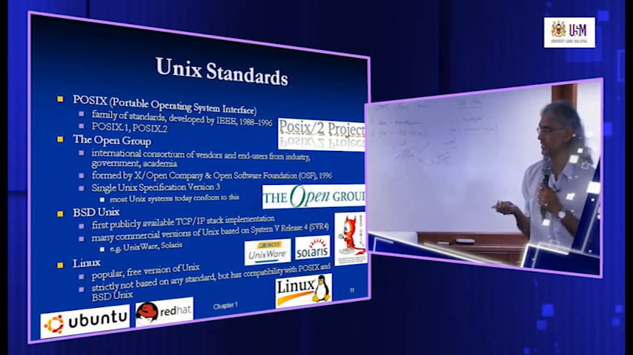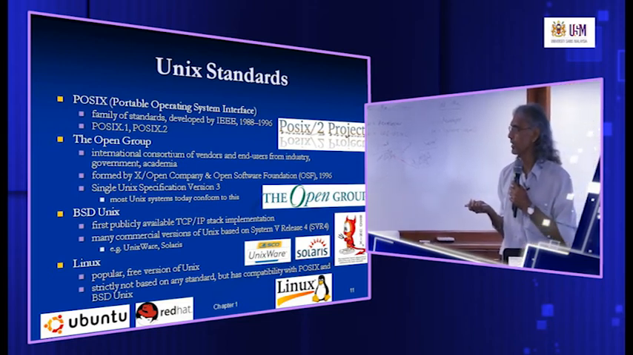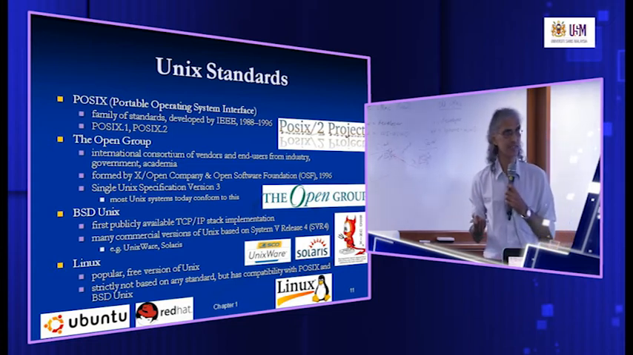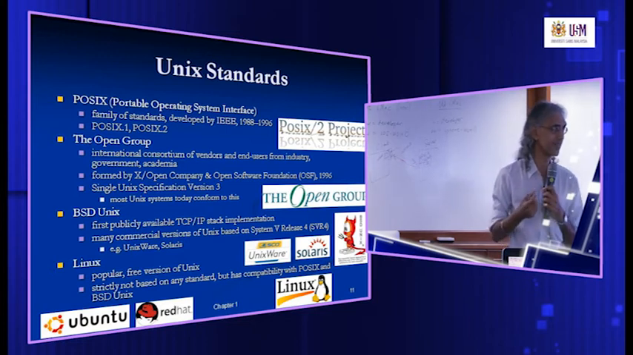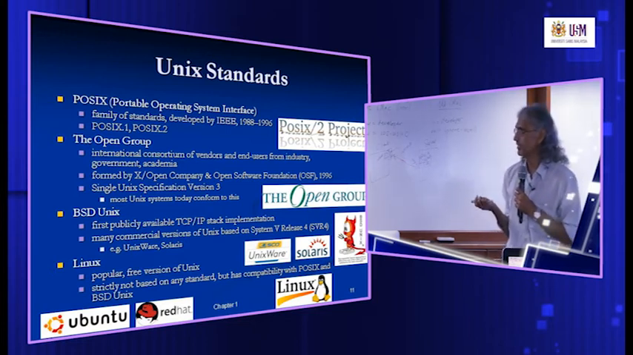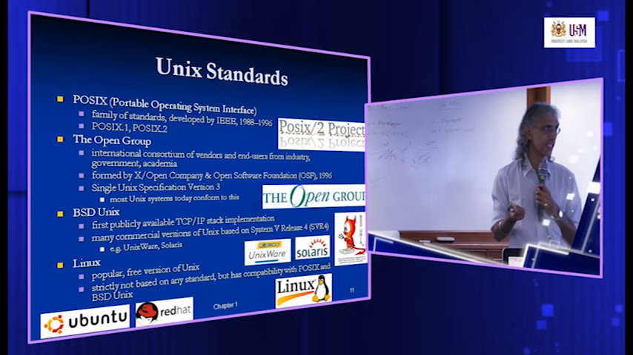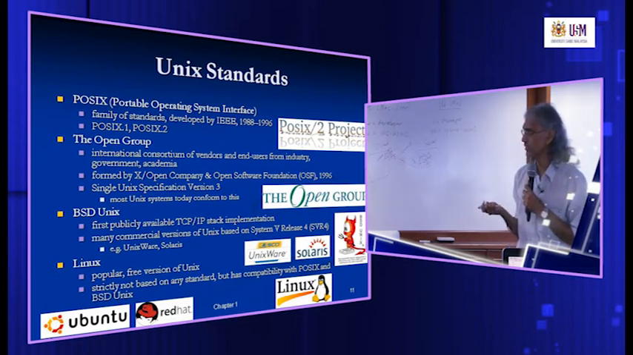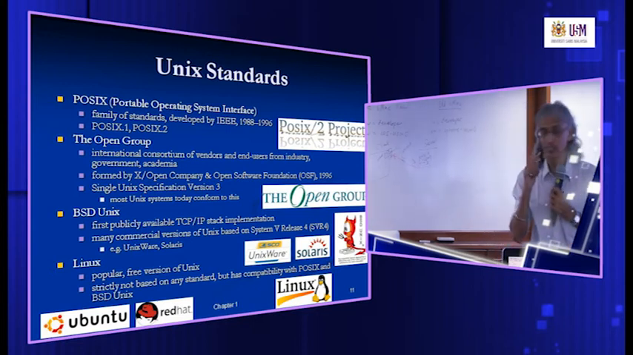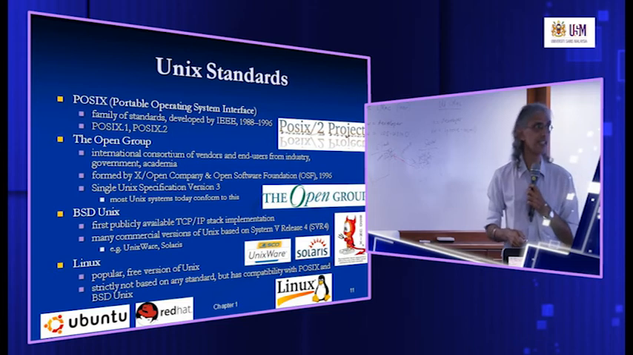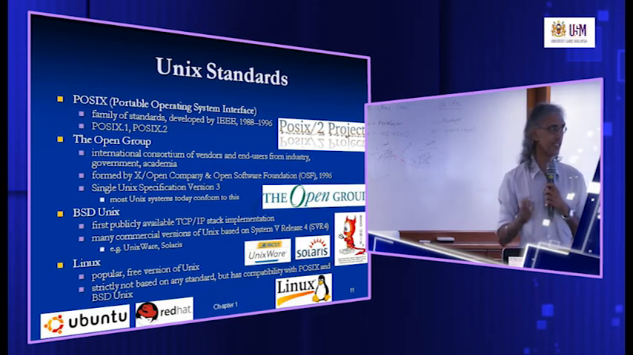Then, of course, we have BSD. BSD was the first publicly available TCP/IP stack implementation of Unix itself. So it incorporates networks and the internet inside it. So sockets were already provided from those times. And this has been used as a base for commercial Unix systems, like UnixWare, Solaris, AIX, and even the one used by the iMac. They all come from this base. Each one has their own implementation.